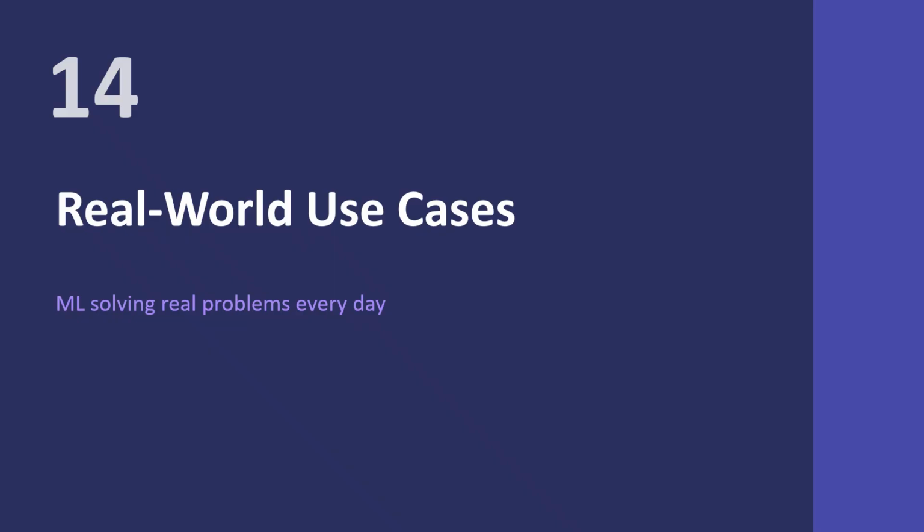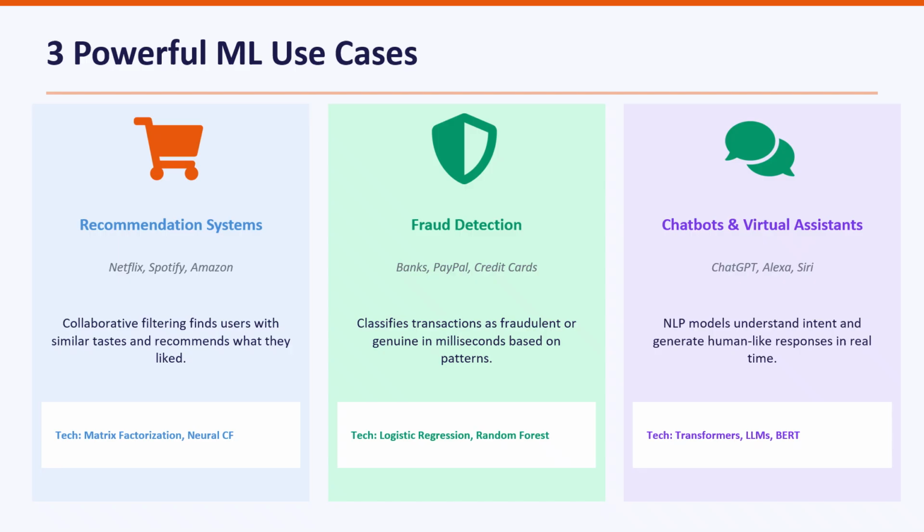Let's bring everything together with three powerful real world examples of ML solving actual problems. Section 14, real world use cases. Use case 1, recommendation systems. Every time Spotify creates your Discover Weekly playlist, it's using collaborative filtering, an ML technique that finds users who have similar taste to you and recommends what they liked. Netflix saves over $1 billion a year by keeping users engaged through recommendations.